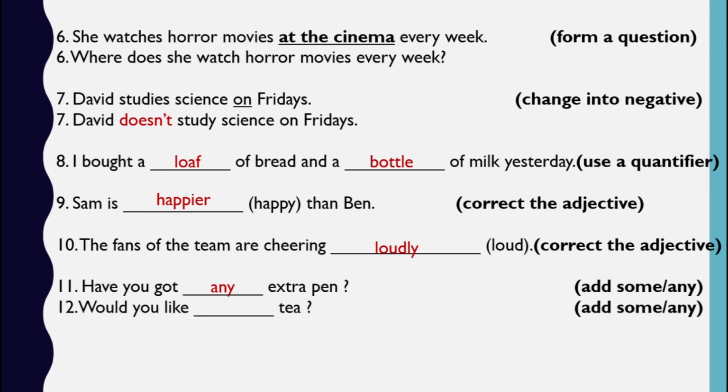Number 12. Would you like tea? Again, add some or any. Remember, we said that we add some when the question starts with would or could. So here we cannot use any, even though it's a question. We use some because it starts with would. So would you like some tea?